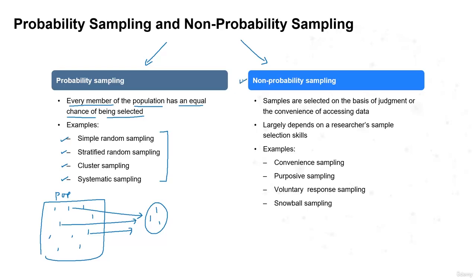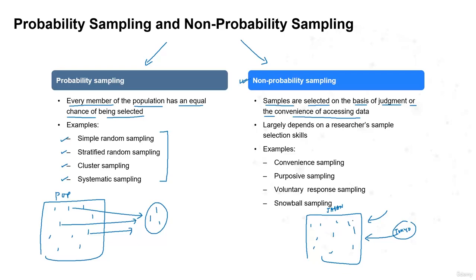While talking about non-probability sampling, here samples are selected on the basis of judgment or the convenience of accessing data. For example, let's say this is your entire population. Let's say you stay in Japan, in Tokyo. What if you only want to access the Tokyo population, and then from that you select a smaller subset, and then you are selecting a sample?